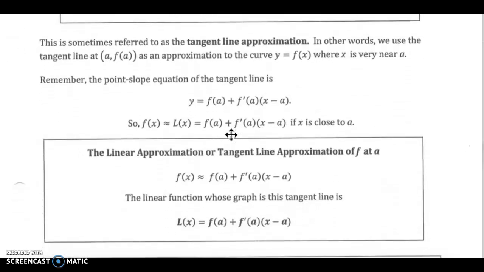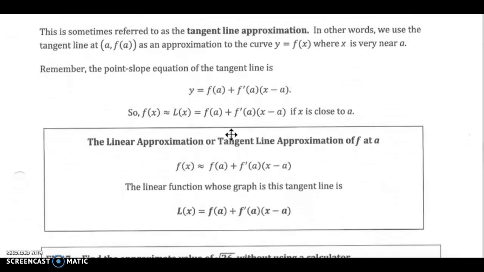All right. So it says, this is sometimes referred to as the tangent line approximation. In other words, we use the tangent line at the point of tangency as an approximation to the curve where x is very, very near to a. So we're just seeing that small change.